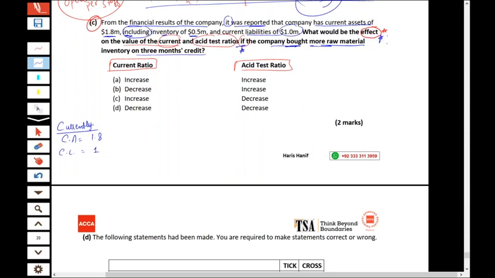Now, if something asks for the effect, the simple thing is that you need to calculate the current status. That is the current ratio, following these figures. Current ratio is 1.8 over 1, that is 1.8. And the quick ratio, I mean acid test ratio. Acid test ratio is also called the quick ratio.